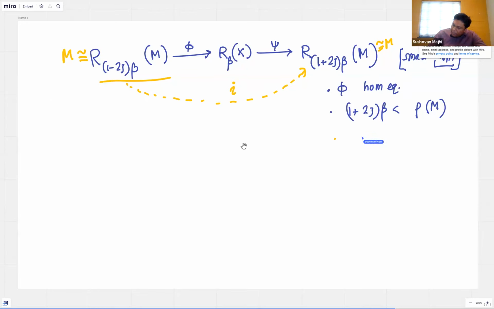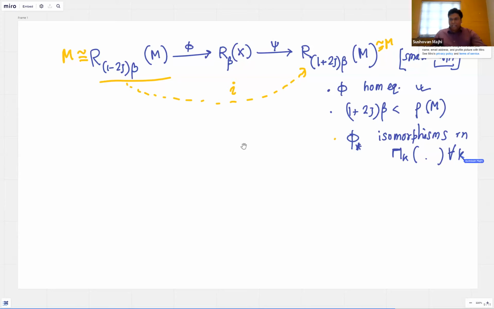So the idea is that we want to set up a homotopy equivalence, and we're going to invoke Whitehead's theorem and show that phi induces isomorphisms on homotopy groups for all k. So if you take any dimension k, then you want to show that phi would induce an isomorphism between the homotopy groups of these two spaces. Let's take a fixed dimension k.